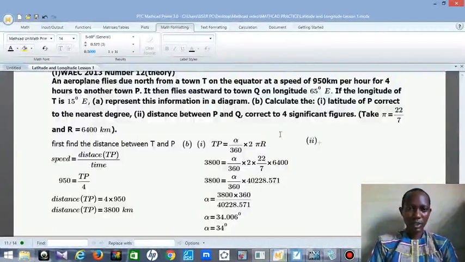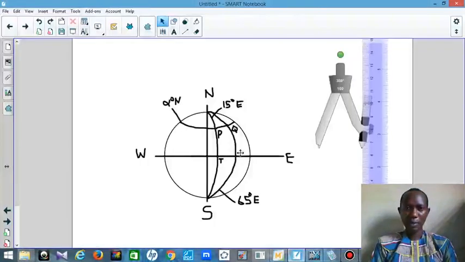Number 2, distance PQ. Let's look at the diagram again so that we know where P and Q are standing. You can see both of them are standing on the small circle. So we are going to use small letter r as our radius. But we need to know the angle between P and Q. P is already standing at 15 degrees, while Q is standing at 65 degrees. Therefore the angle between P and Q will be 65 minus 15.